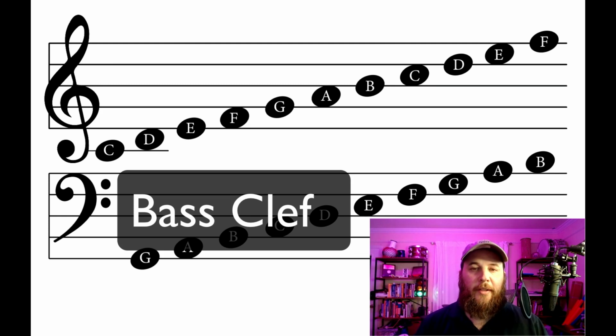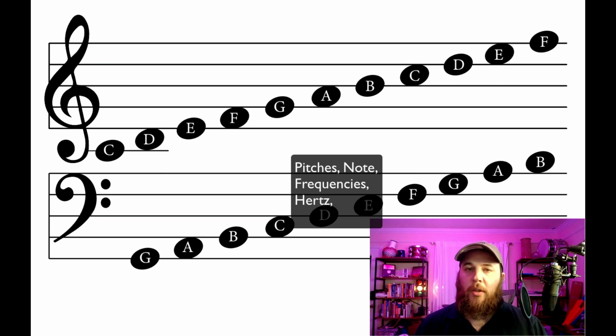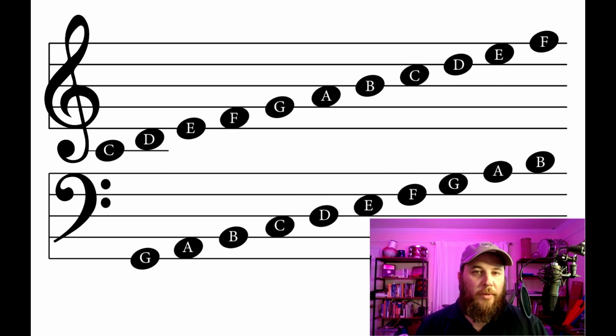Bass clef. Bass clef are the low pitches, low notes, frequencies, low hertz. Bass clef are the lowest notes you have. Bass clef is below the treble clef.